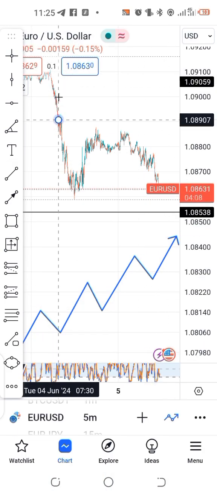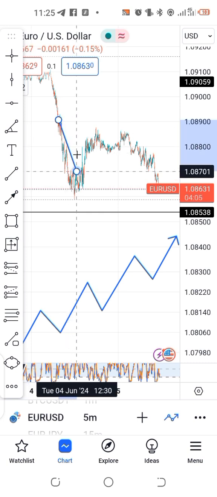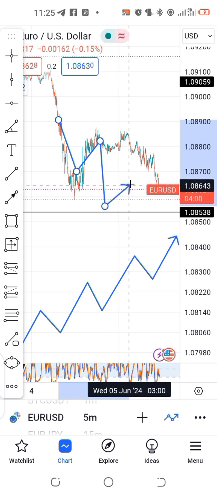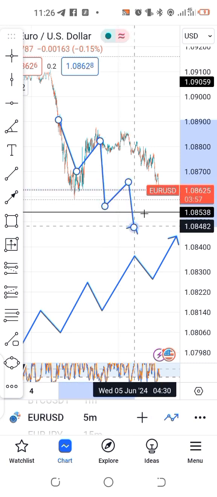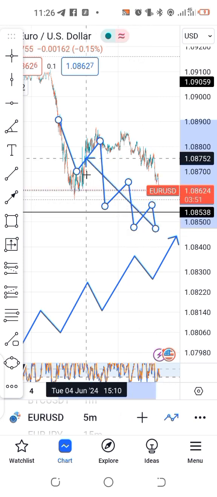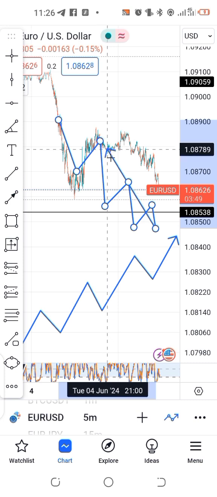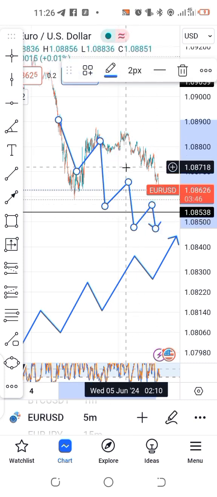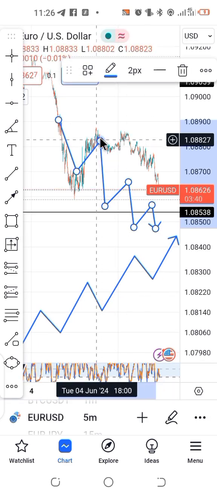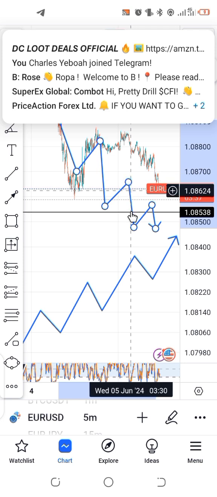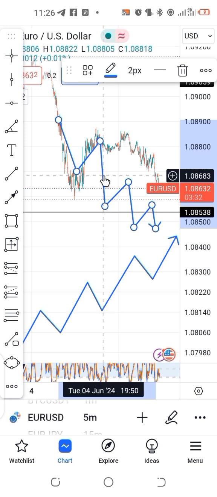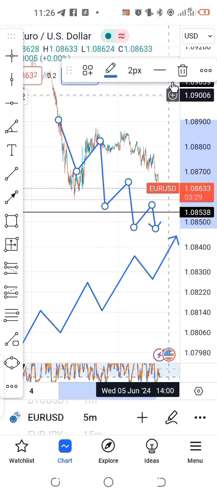Price will start from a high, come low, retrace a little, break, come low, retrace, come low. When you see price making lower lows and lower highs, that is an example of a downtrend market. But in this video, we are going to focus on the uptrend market.